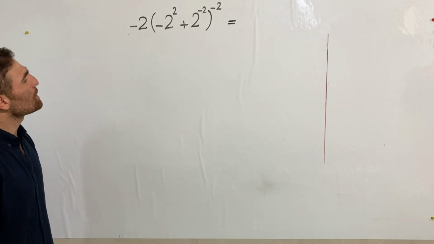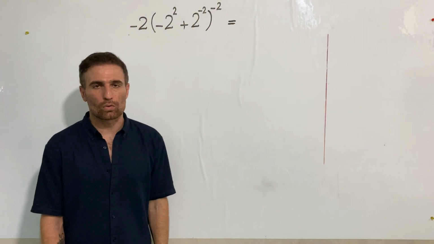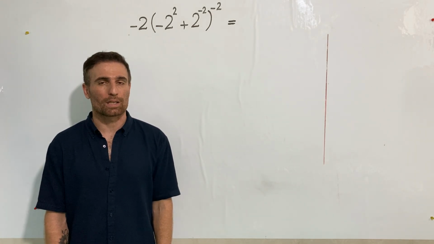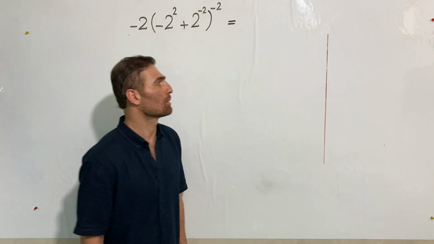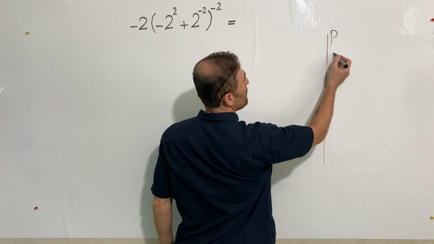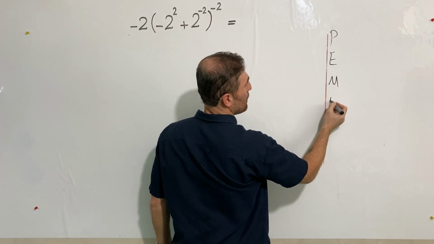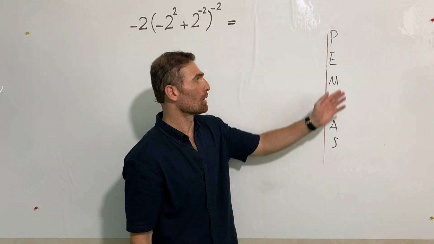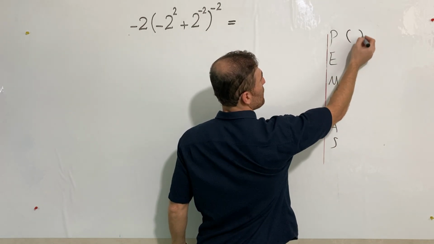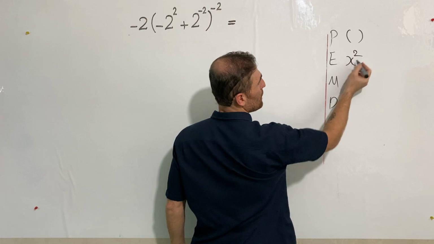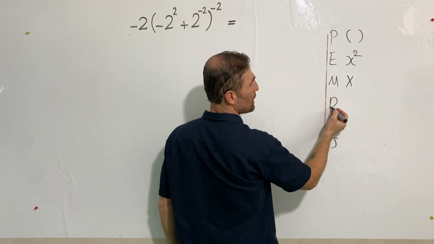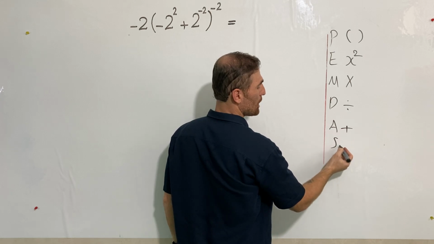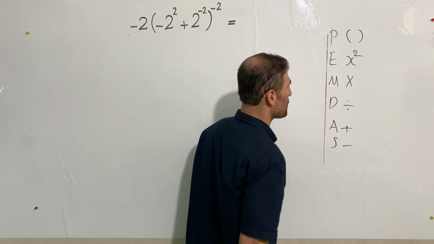But to solve this type of question, we need to follow a set of rules that is called the order of operation. The order of operation can be remembered by PEMDAS. Each letter stands for a different operation. P stands for parentheses, E stands for exponent, M stands for multiplication, D stands for division, A stands for addition, and S stands for subtraction.